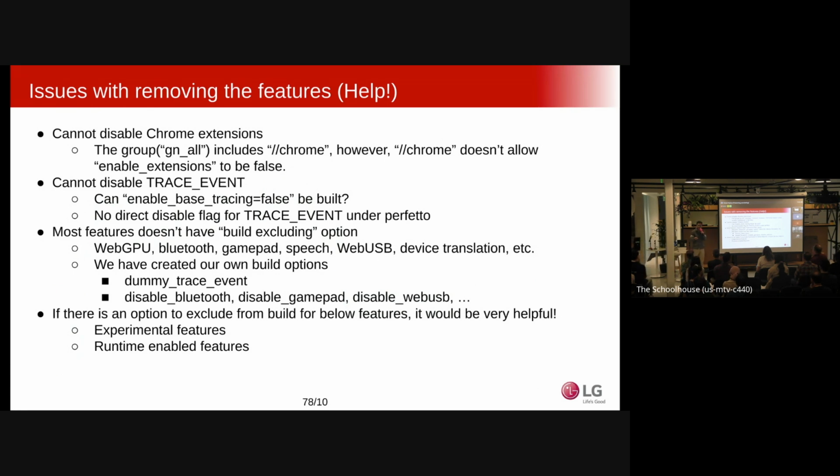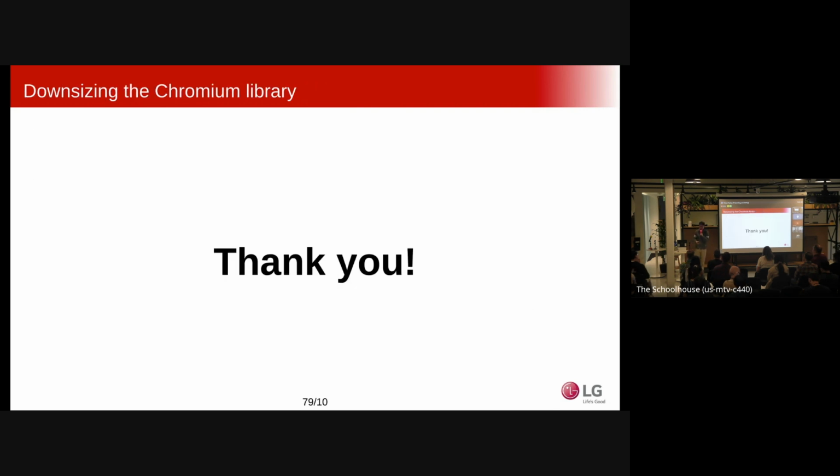But removing features was not that simple. These were some issues we met. First, Chrome extensions was not able to be removed by default. And for Chrome trace events, it seems there is no direct disabling flag for it. And most of the features don't provide build excluding options, only disabling options. One of my suggestions is that there are many experimental features and runtime enabled features in Chromium, and it'd be better if there were some options to exclude them from the build. Okay, that's all. Thank you.